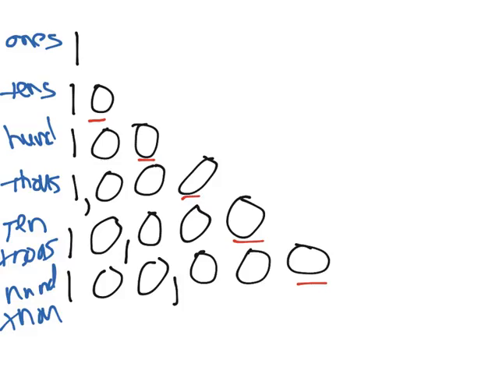So let's take a look at this from the ones all the way up to the 100,000s. Every time you add a place value, your 1 becomes 10, becomes 100, becomes 1,000, becomes 10,000, becomes 100,000. Every single time you change a place value, you multiply times 10. So 1 times 10 equals 10. Place value change.